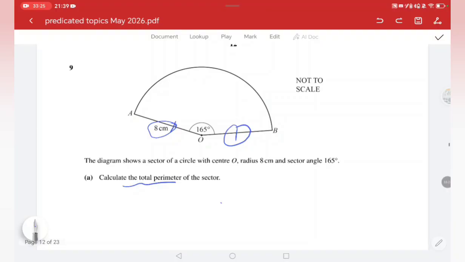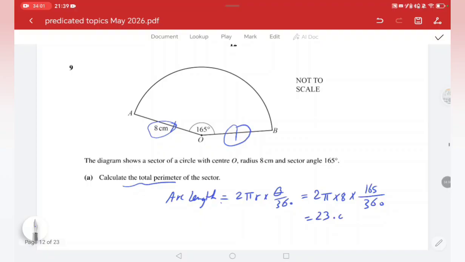So the arc length is 2 pi r times theta over 360. So 2 pi, and r is 8, times theta, which is 165 over 360. So let's calculate 2 pi times 8 times 165 over 360. The answer should be 23.04. This is the arc length.